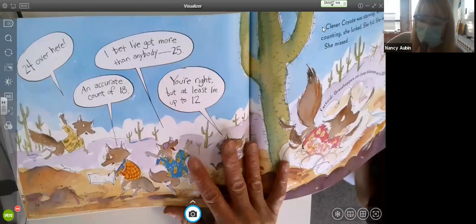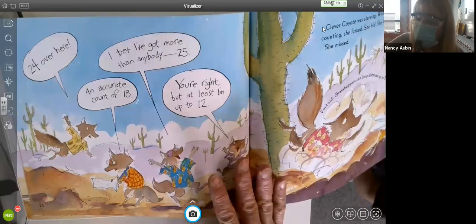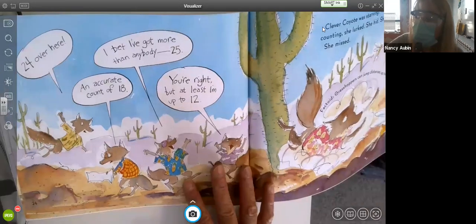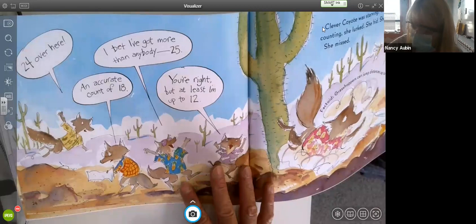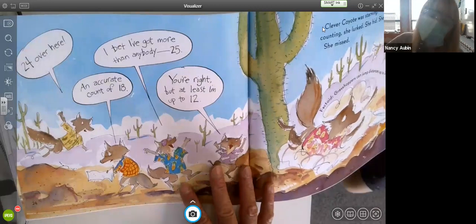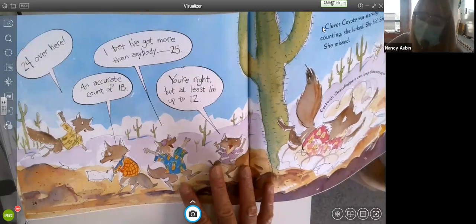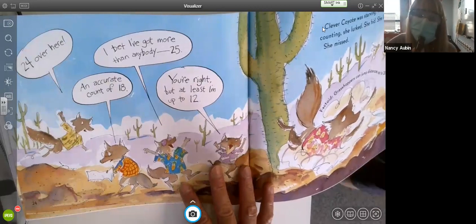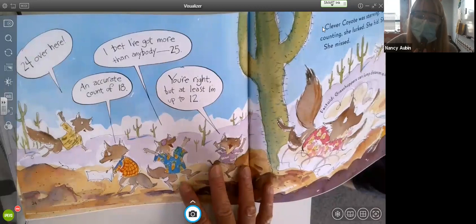All right, so remember what we have to do. We're going to round and add to see about how many grasshoppers there are. 24 over here, an accurate count of 18. I bet I've got more than anybody, 25. You're right, but at least I'm up to 12.